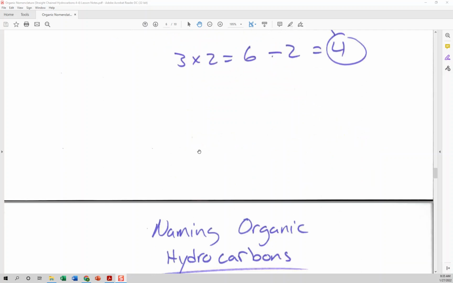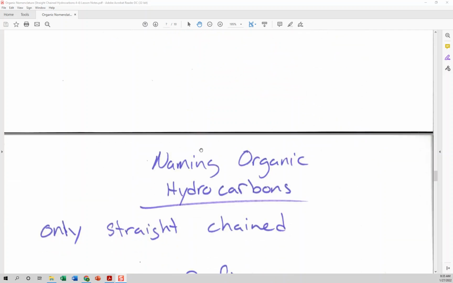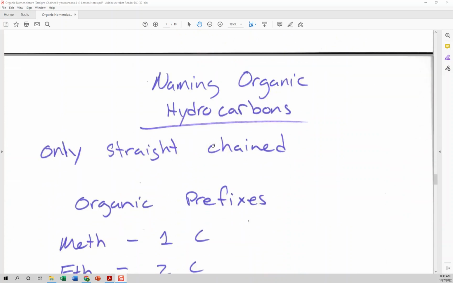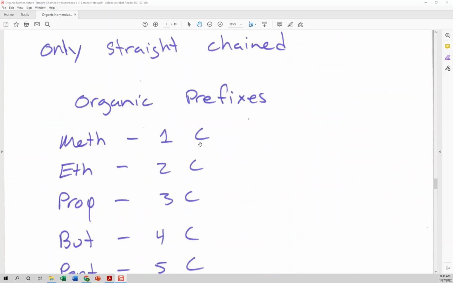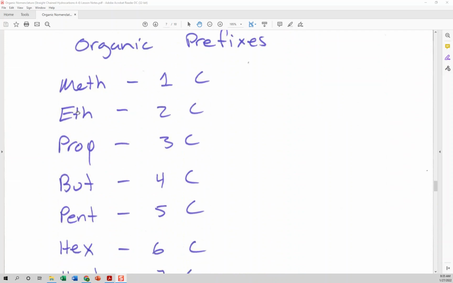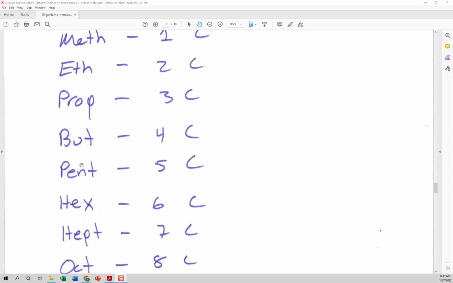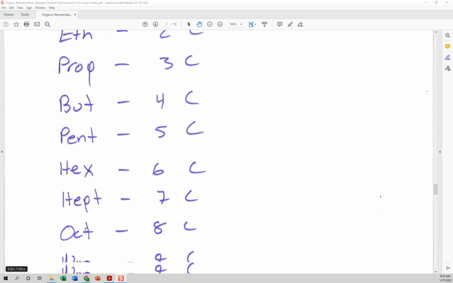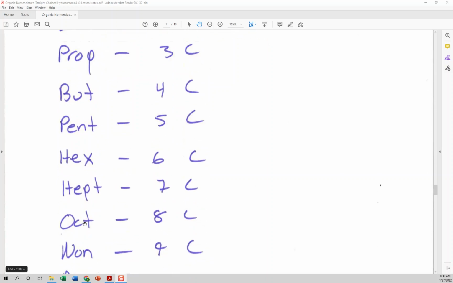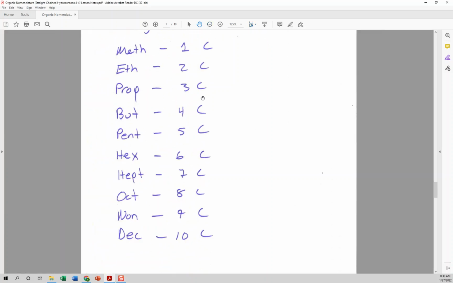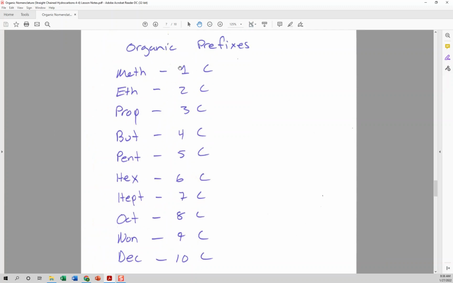Okay, so how do we name them? What are the rules? How do we name hydrocarbons? First of all, if it's an organic compound, we have to use organic prefixes. The organic prefixes are meth, eth, prop, but, pent, hex, hept, oct, non, dec. The prefixes for organic compounds tell you the number of carbons.